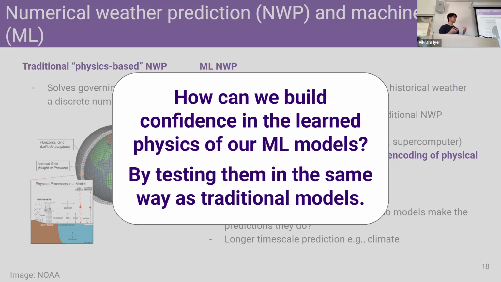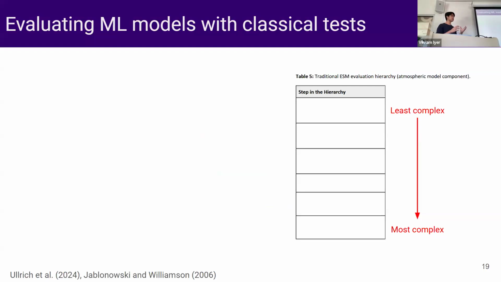And this is an art that's been lost in the last few years with the development of machine learning models. So traditional models are usually evaluated on a hierarchy of tests. You test the simplest components in the model, and you add successive components, adding more complexity, more processes, until you reach the final stage of your model that you've gained full confidence in.